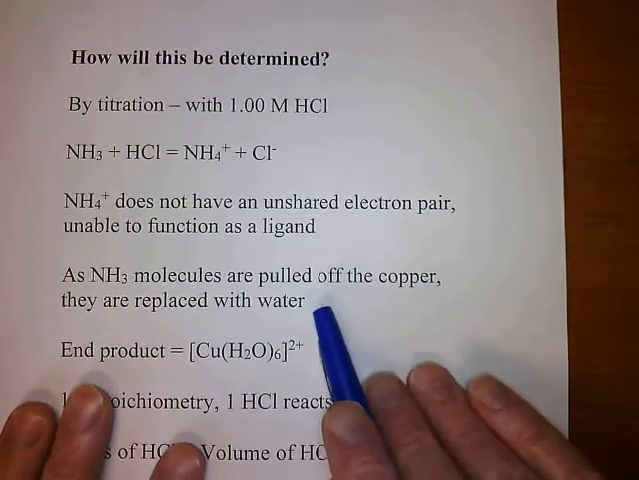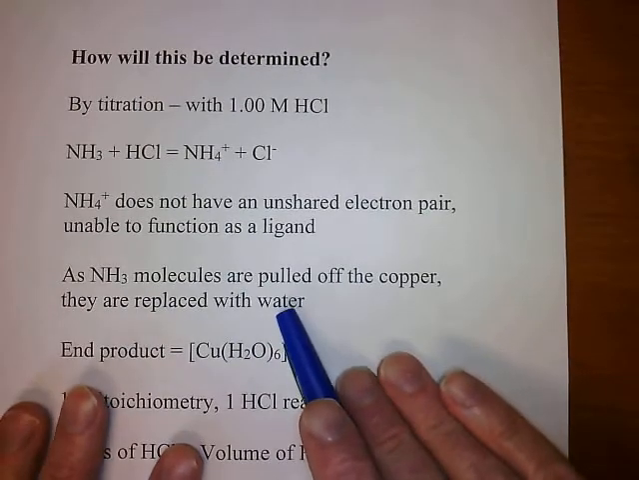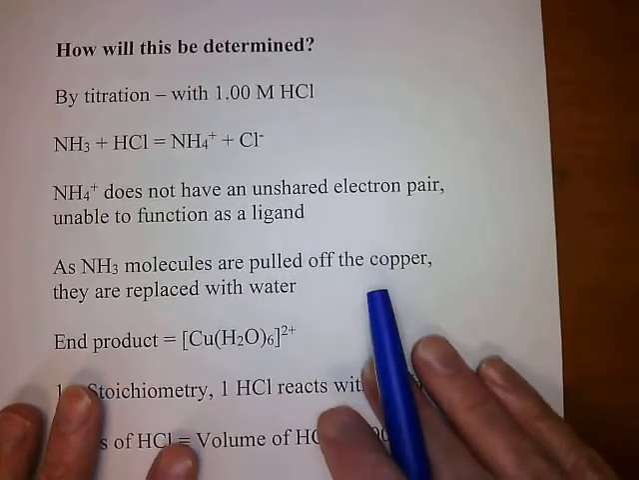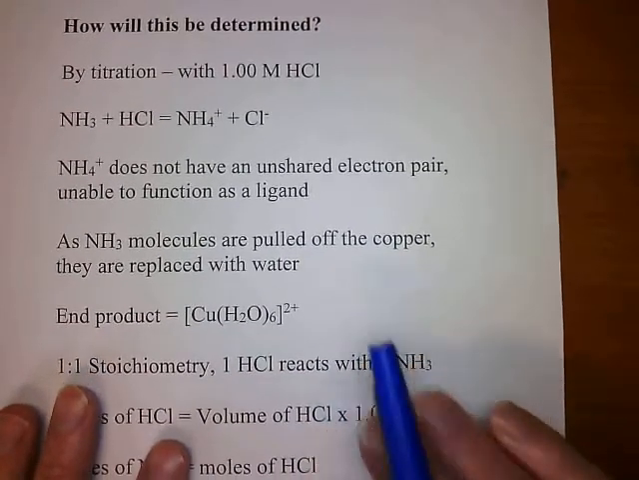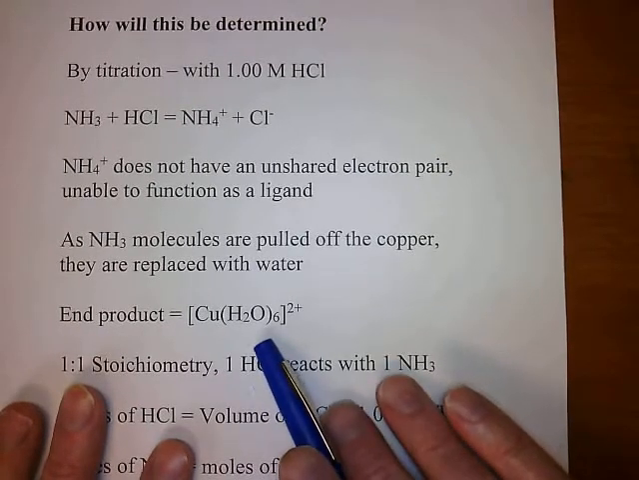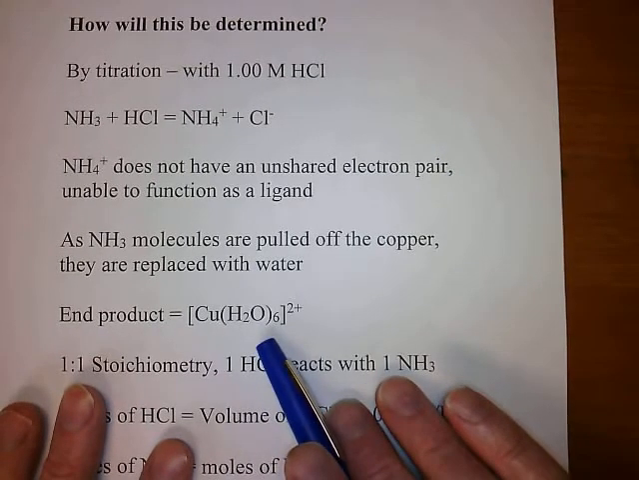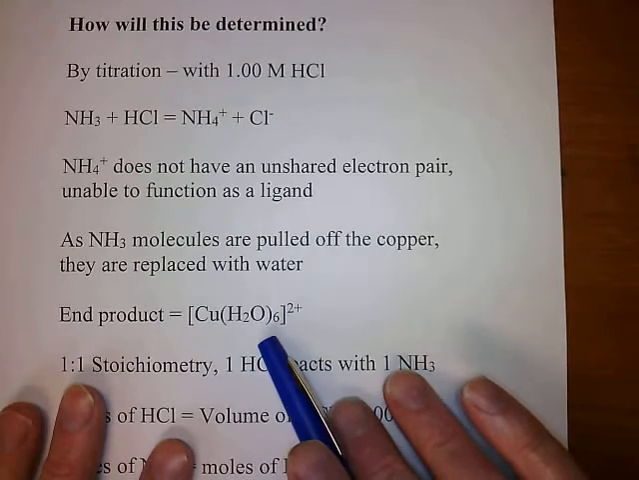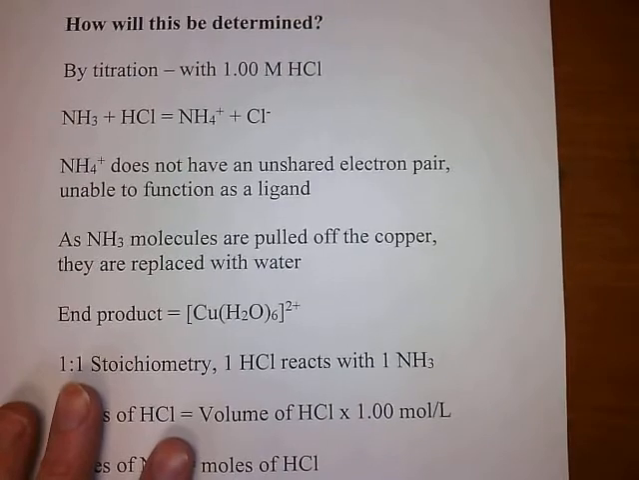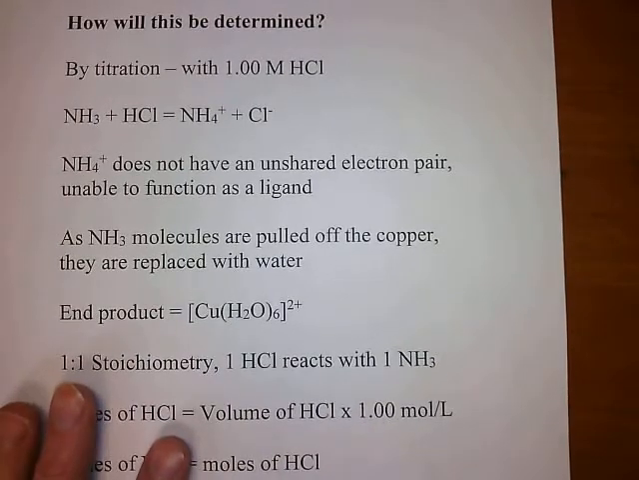As the ammonias get pulled off, they are replaced with water because it's dissolved in aqueous solution. There's lots of water floating around. So basically, the end product is the hexamine. We're back to a greatly diluted version of what we started with.